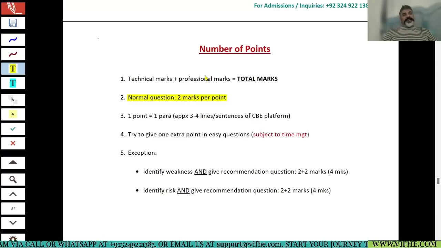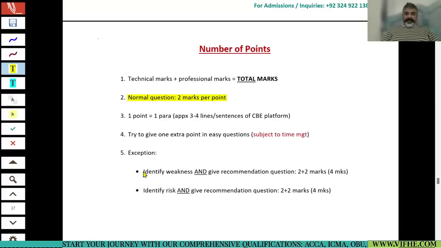Now, if the question is worth 13 marks, what do we do? 13 divided by 2 is 6.5. All right. So here we will give 6 to 7 points, depending on the time and the availability of information: minimum 6 points, maximum 7 points. Good. Now come to a slight complication.